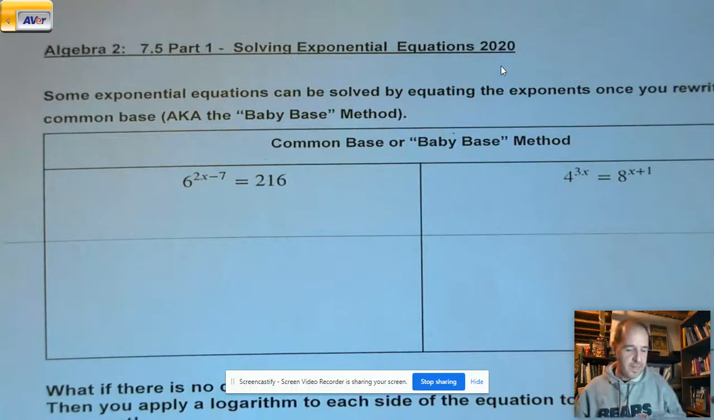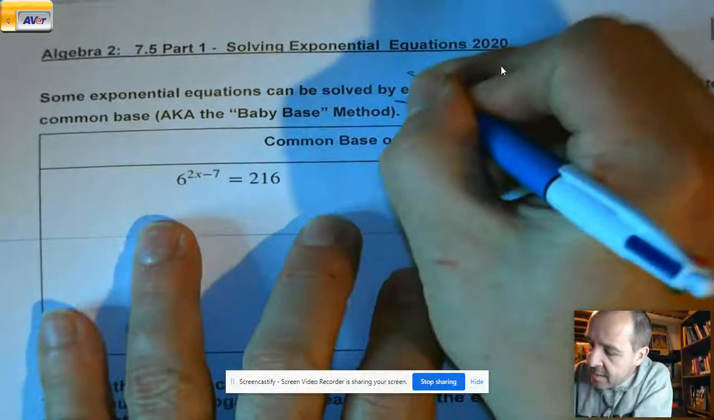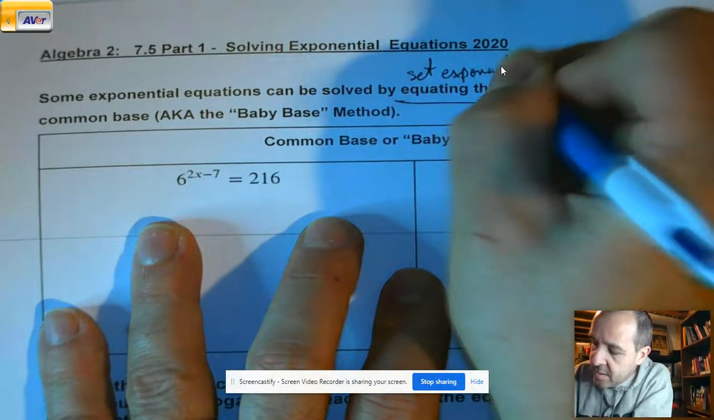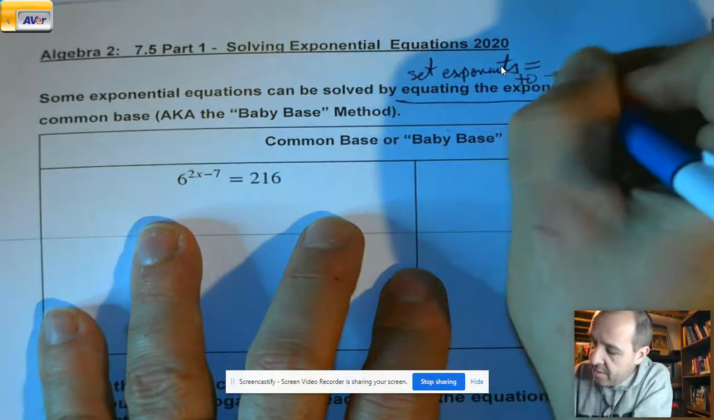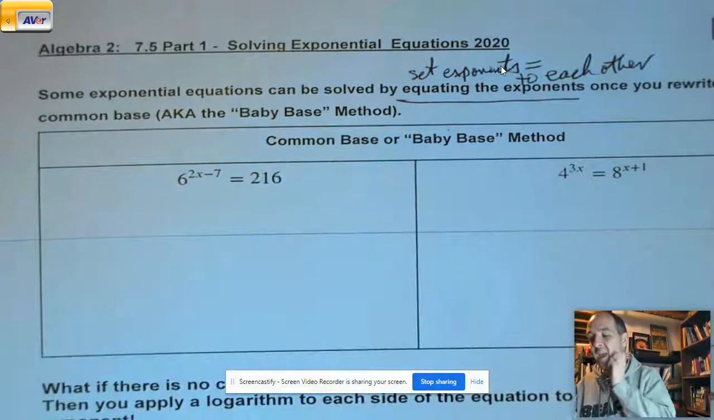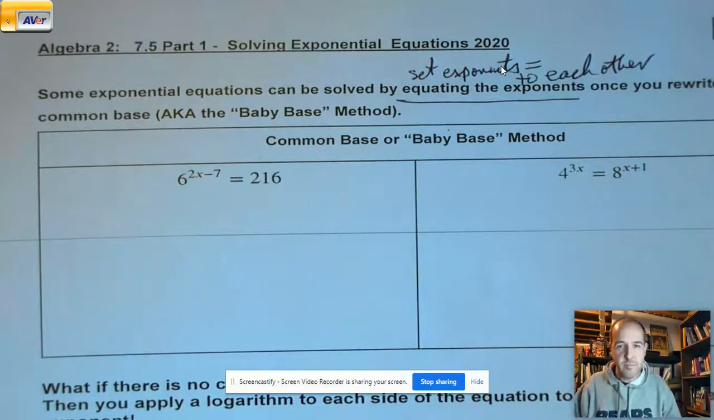Okay, equating the exponents, which means set the exponents equal to each other, once you rewrite with a common base, aka the base method.